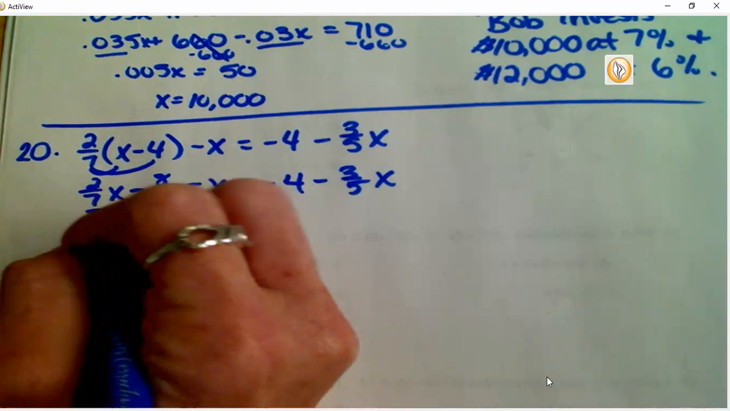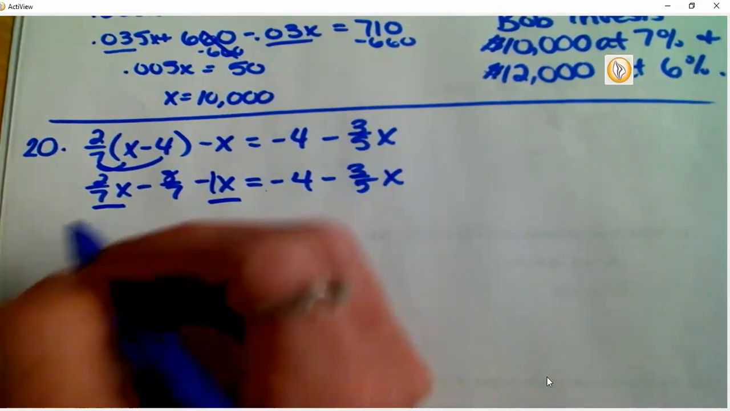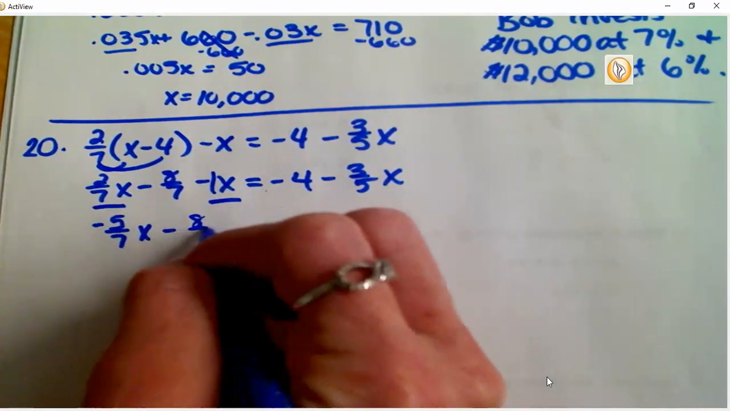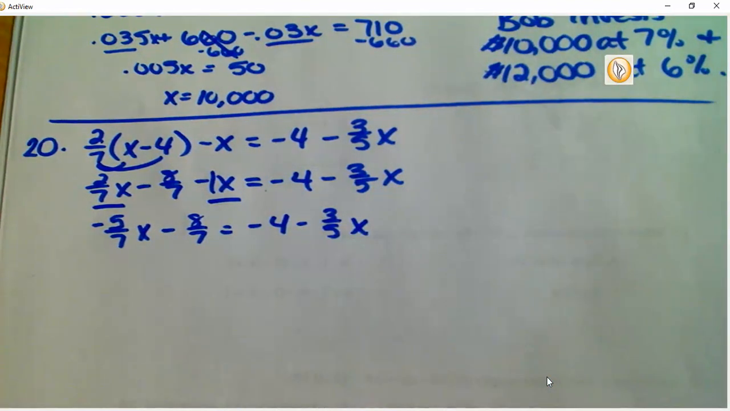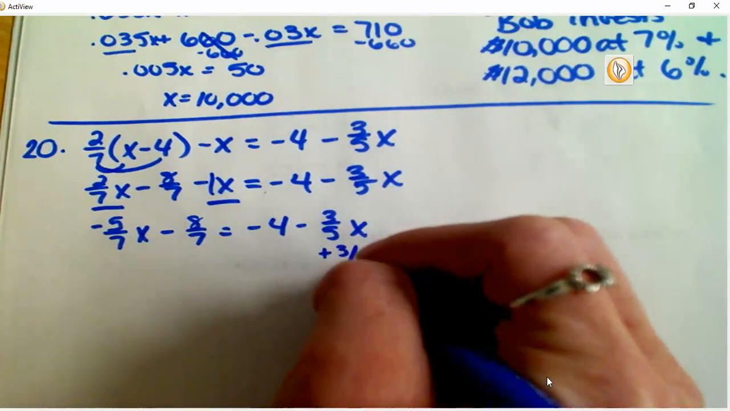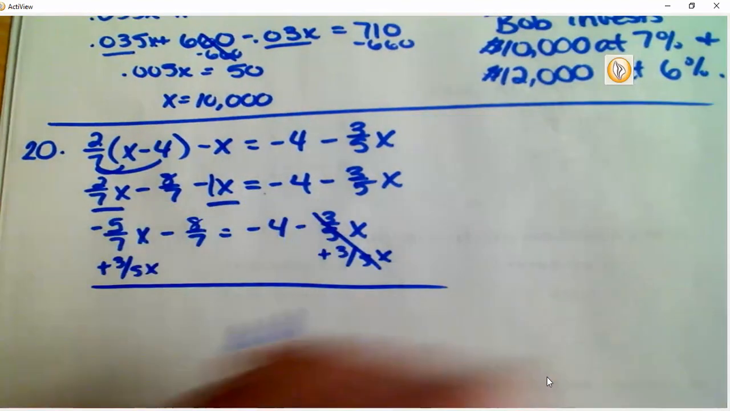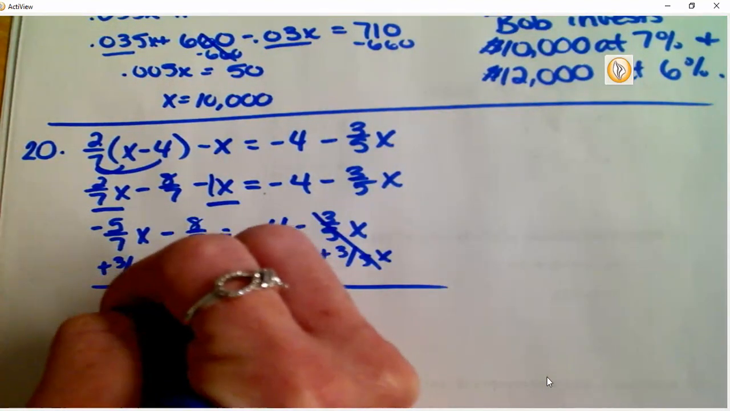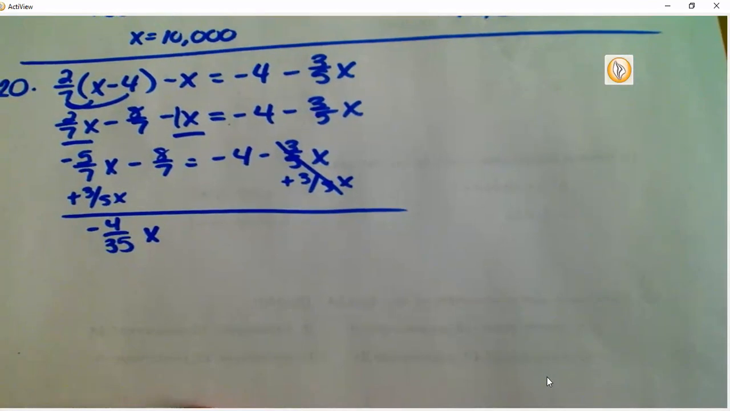Add like terms. This is like 2/7 minus 1. So again, if you had to, you could use your calculator. That should give you a negative 5/7 x. Okay, I need all of my x's on one side and everything without an x on the other. So I'm going to add over the 3/5 x. So negative 4/35 x.